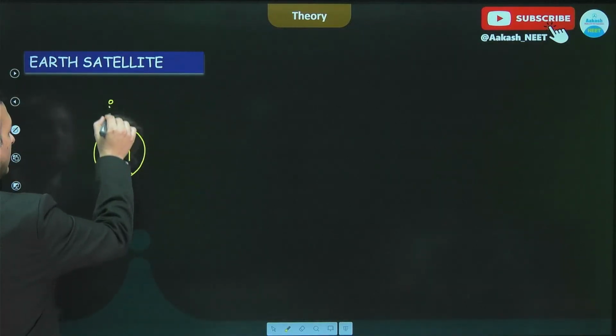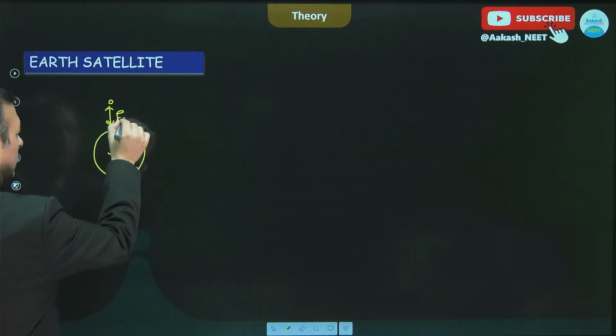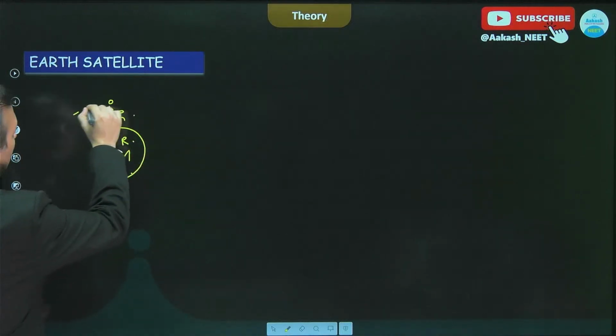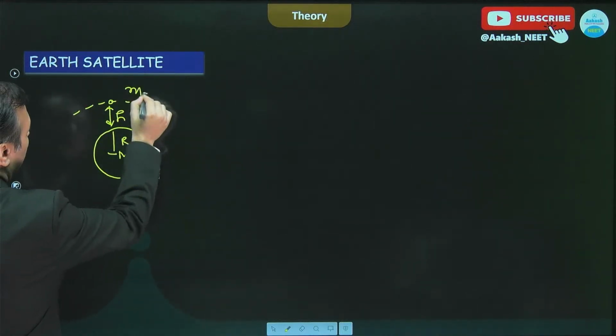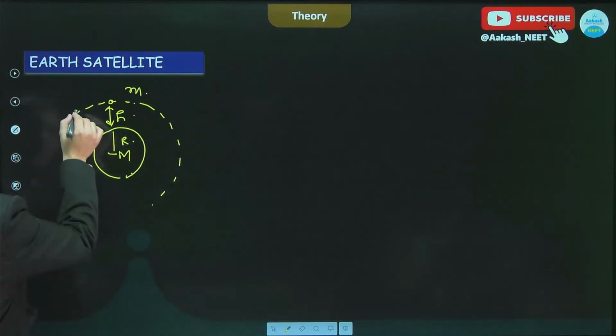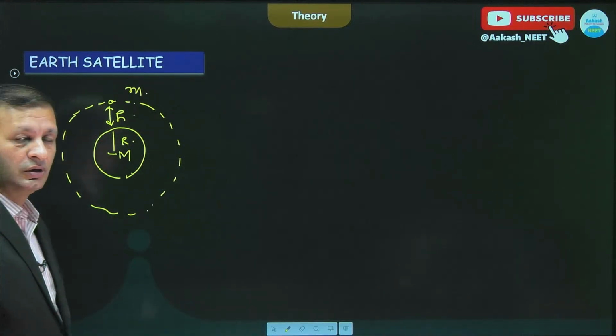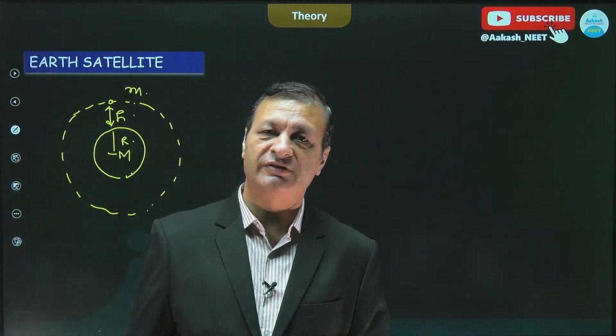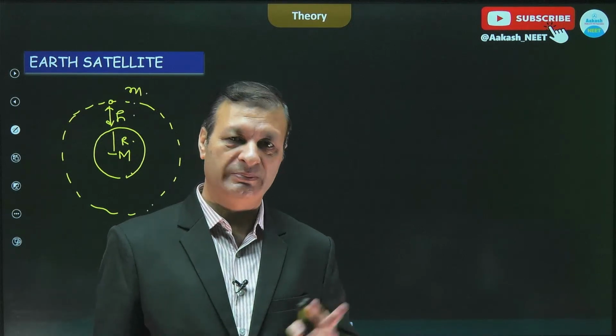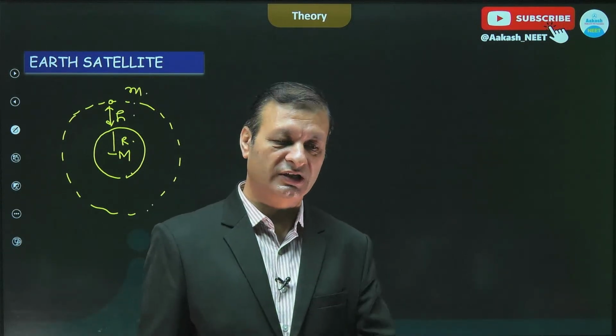So we have, at height h, a satellite of mass m around this planet Earth. Otherwise, what is your natural satellite for Earth? Keep guessing and give me the answer in the comment section.